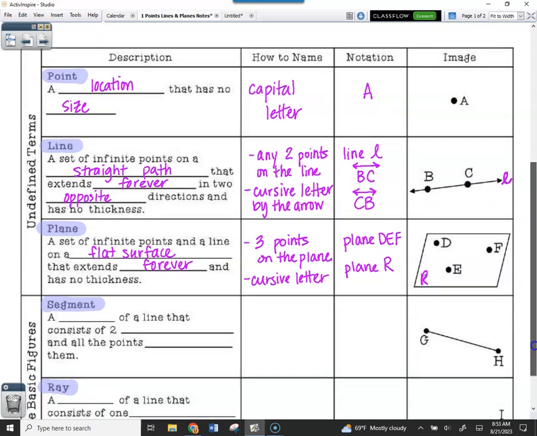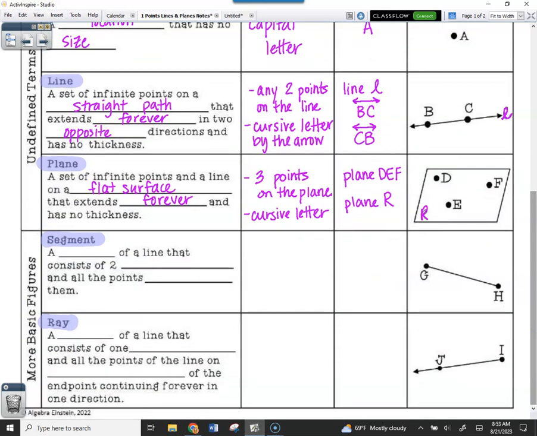Segment. This comes up a lot. Okay, segment is a portion of a line, portion, meaning not the whole thing, just a portion, that consists of 2 endpoints and all the points between them.